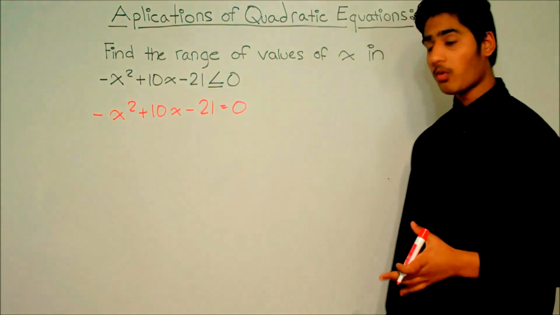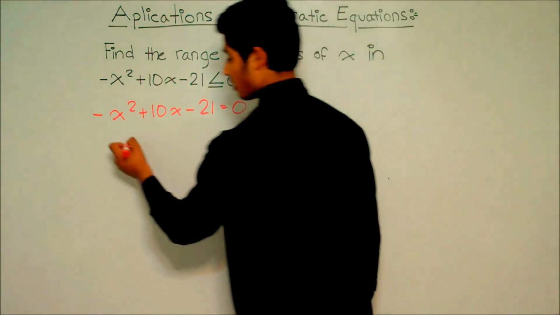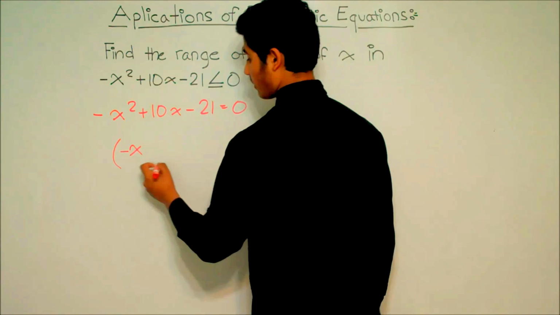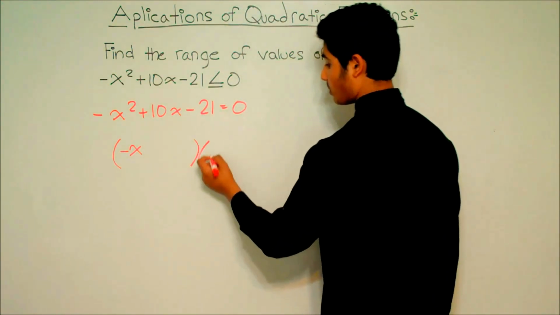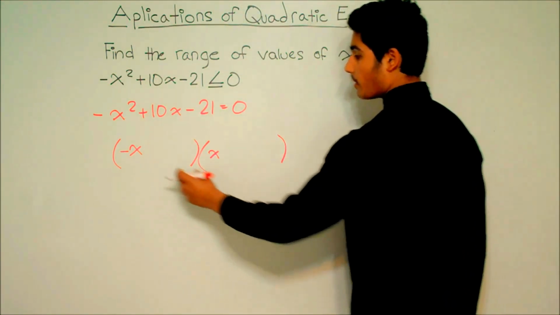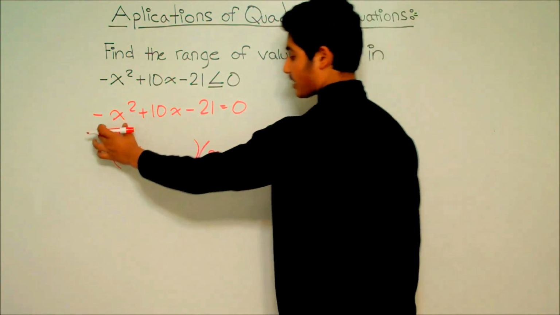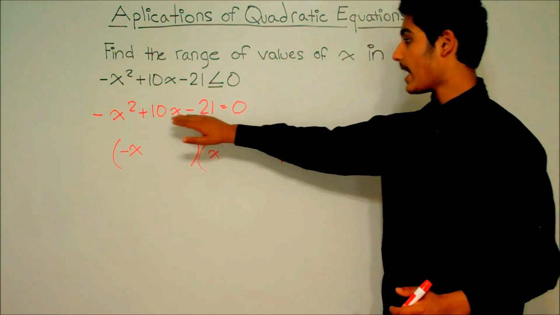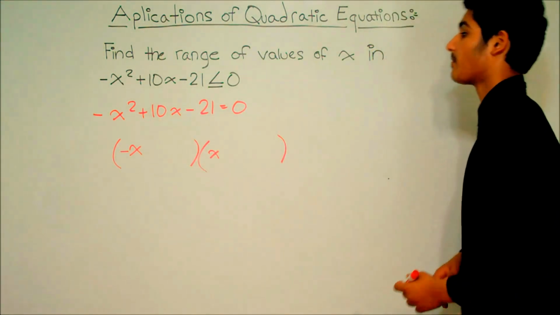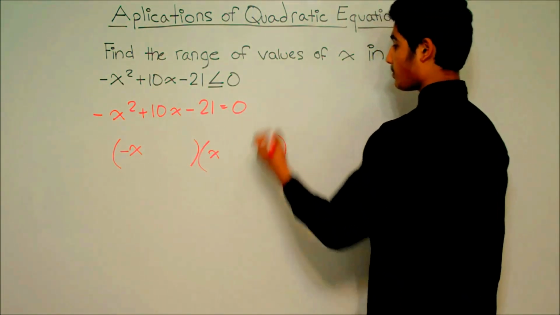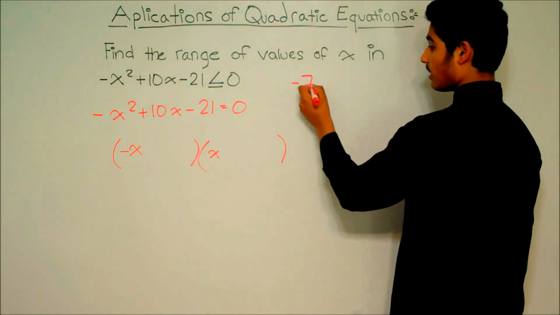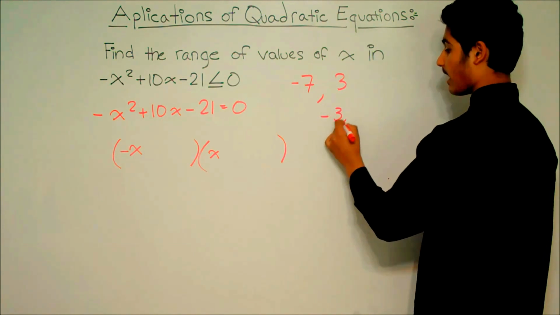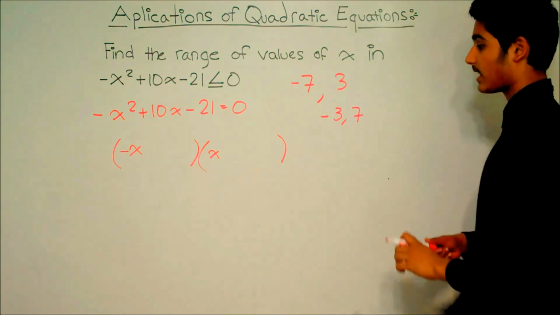So now, the normal way to solve for x would be first to factor this out. So negative x is part of one binomial, and x is part of the other one, because negative x times x is negative x squared. Now we have to find the two factors of negative 21 that add up to 10x. So the factors would be like negative 7 and 3, or negative 3 and 7, and things like that.